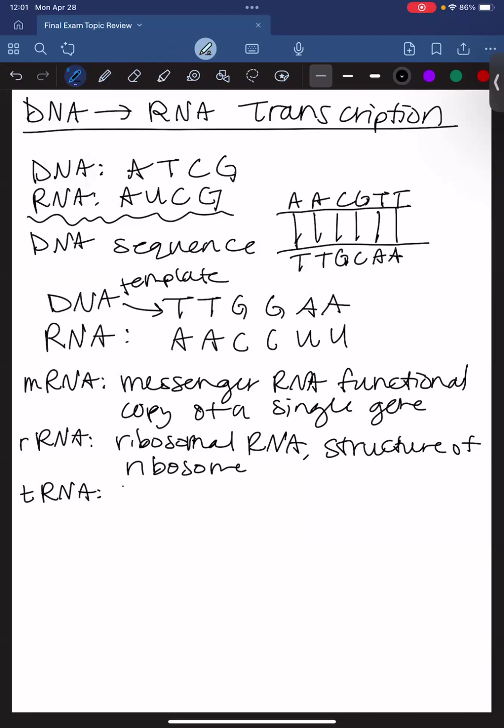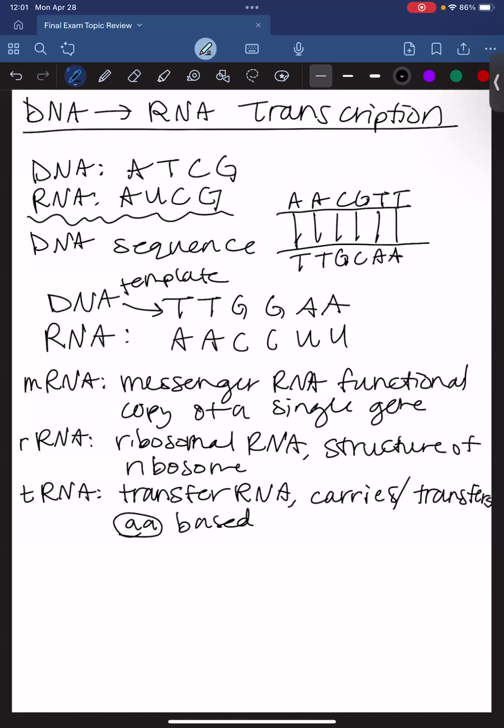What's tRNA? Transport or transfer RNA. And what does it do? It carries amino acids based on the codon anti-codon pair up in translation. So we're going to talk about translation next, but transcription has no purpose without translation, right? And vice versa.